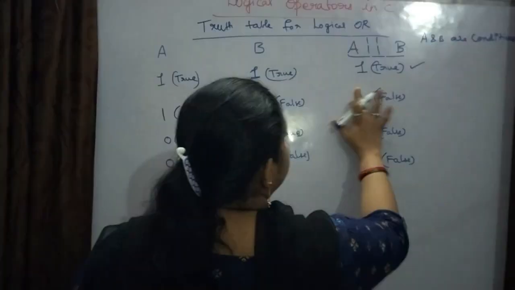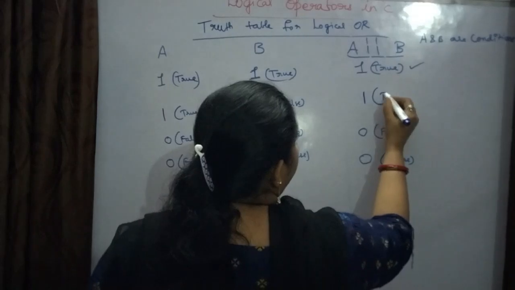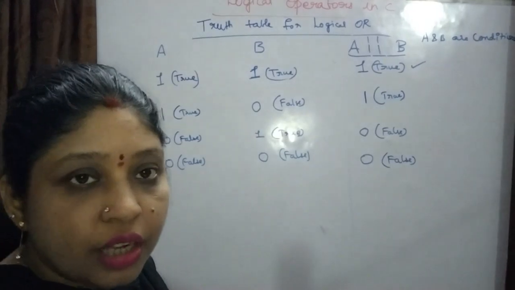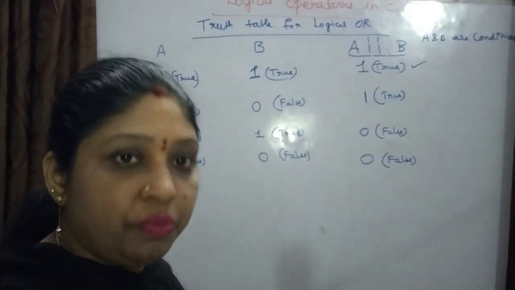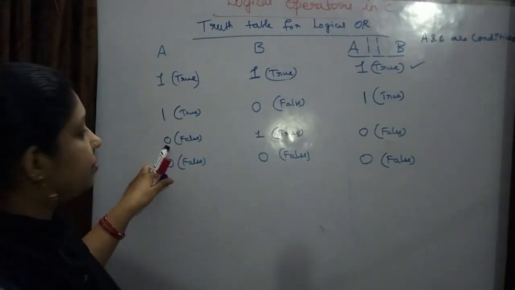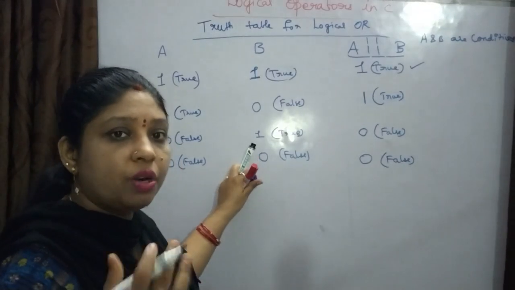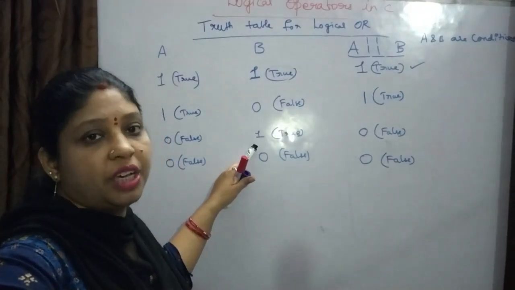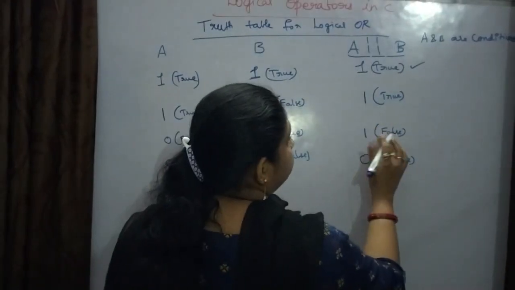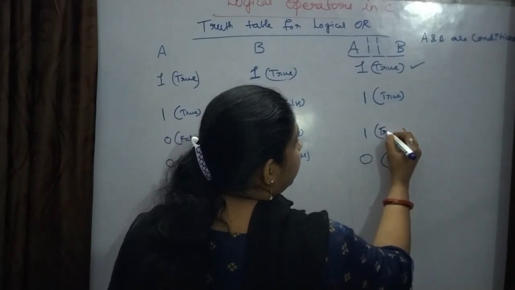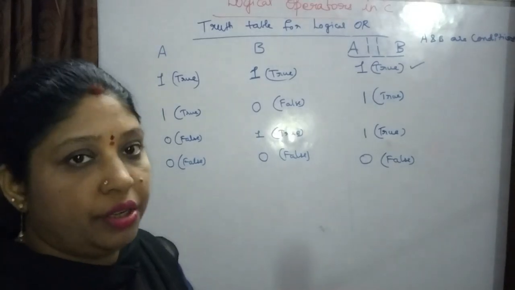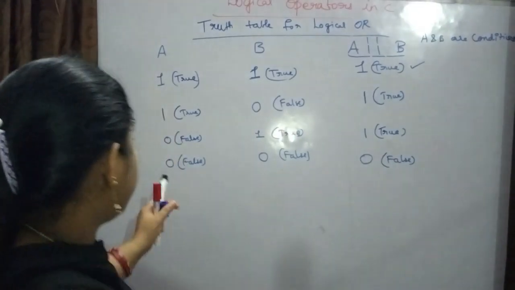So here the result will be 1, true, the condition is satisfied. That's why the result will be true. That means the return value will be 1. Understood? Next, think that A condition is false and B condition is true. Again, any one of the conditions is becoming true, so the result will be compulsorily true. Are you getting my point? So this will be automatically the reverse of the logical and.